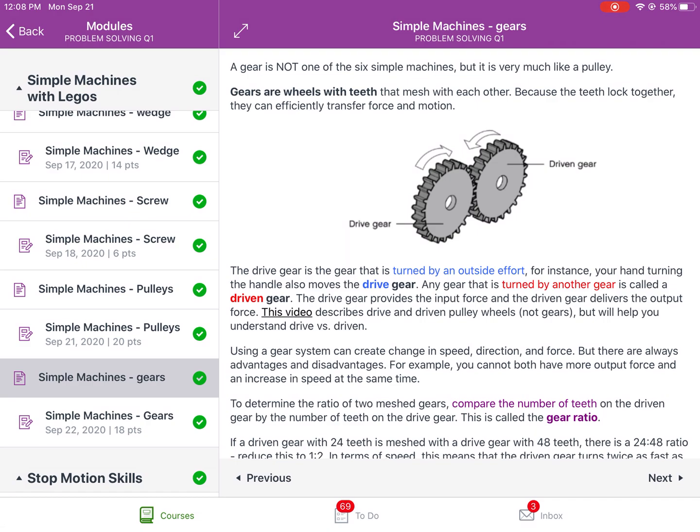So you can see the big differences. There's no belt on here. The teeth of the gears actually mesh together. So they're actually a little more efficient than a pulley is.